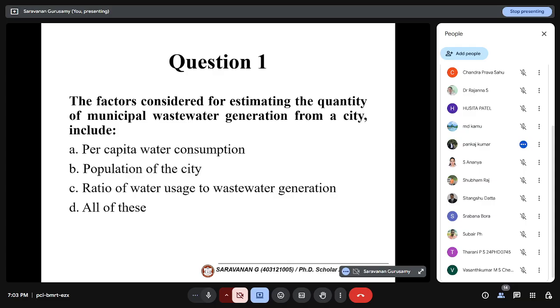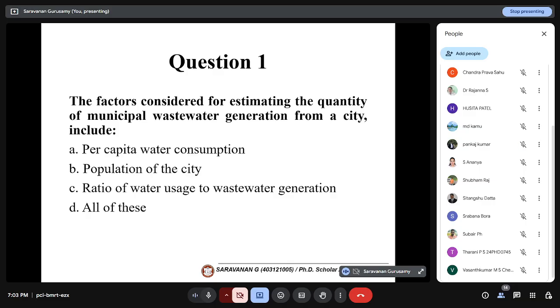Pattern, sir. Pattern, technique, method. What type of questions will be asked in the final exam? Whatever we are solving in our assignment, the same pattern will be there in our final exam also. Okay, thank you, sir.